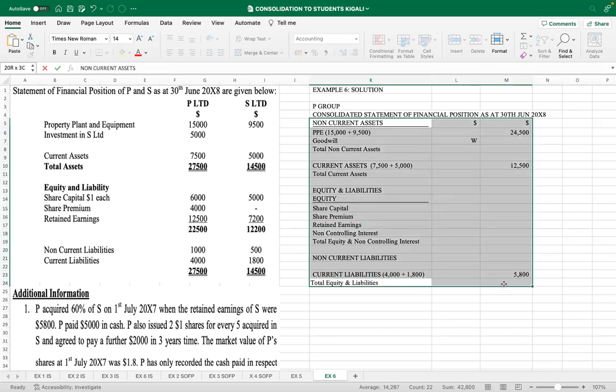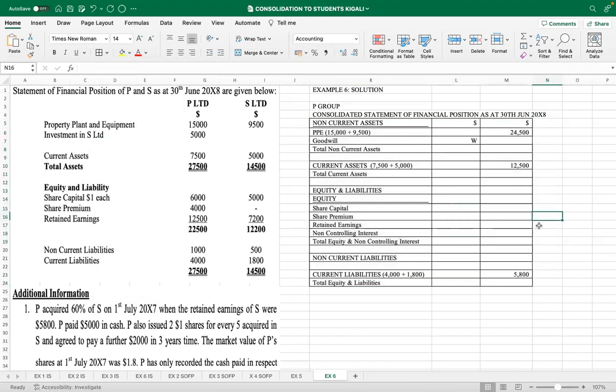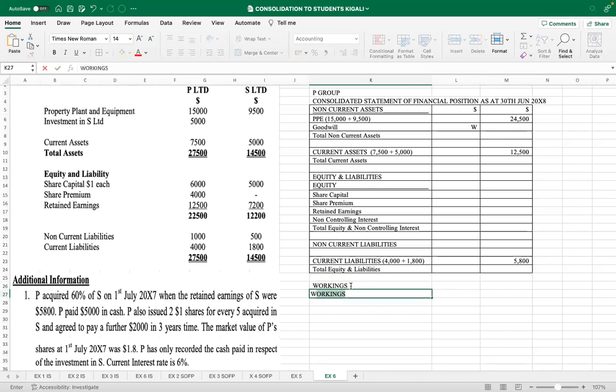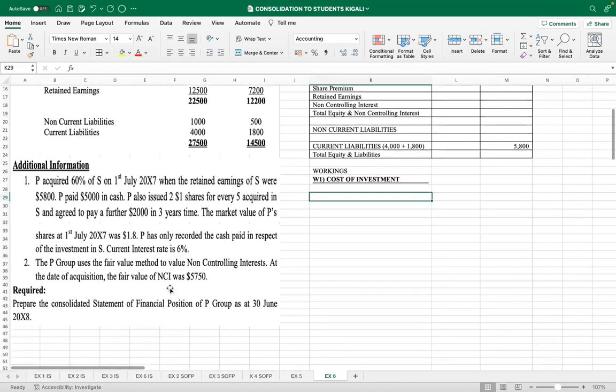So that is our consolidated financial statement, but it still requires some workings. So that is what we'll have at the end of the day. So let's look at the workings. Our working one will enable us to calculate cost of investment. So how do we calculate cost of investment? Let us again read the question. Additional information one. P acquired 60% of S on first.